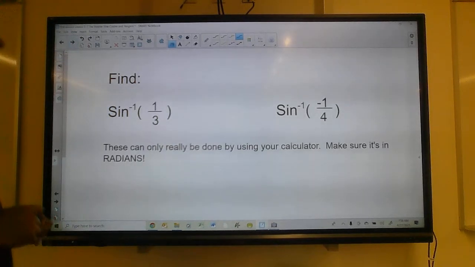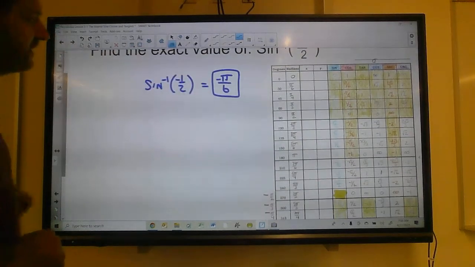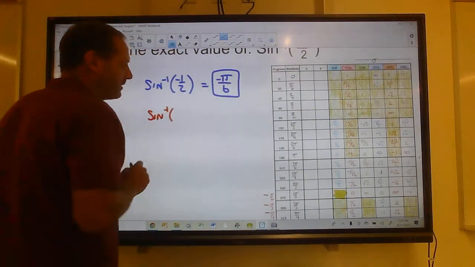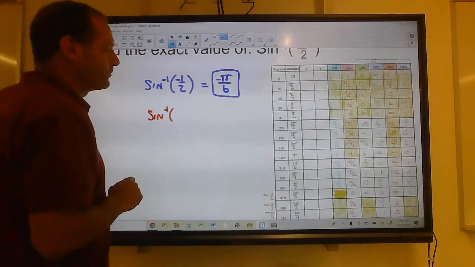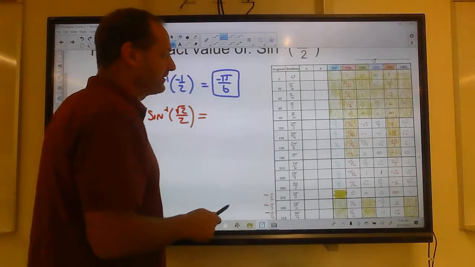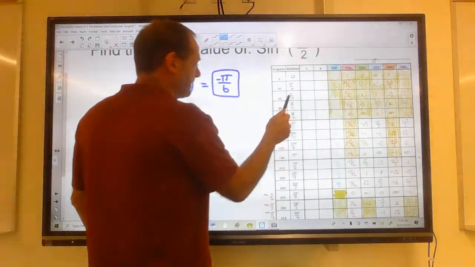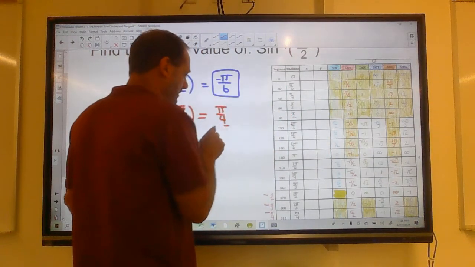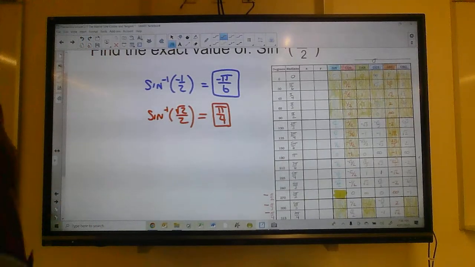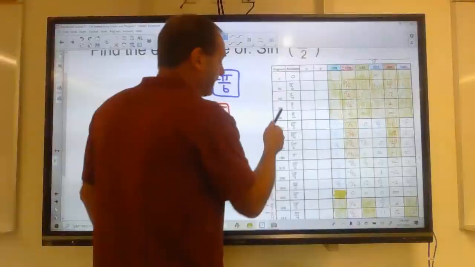Let's look at another one. If I want the arc sine of square root of 2 over 2, that's pretty easy. I find square root of 2 over 2 on my graph, which is right here, and I go backwards, and I find that that is going to be pi over 4. The answer to an arc sine or an arc cosine or an arc tangent or any of those functions is going to be an angle, probably in radians.